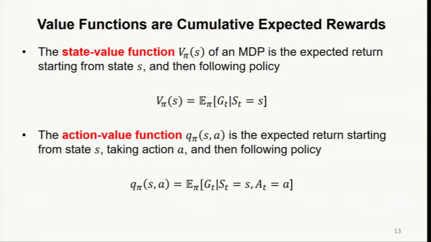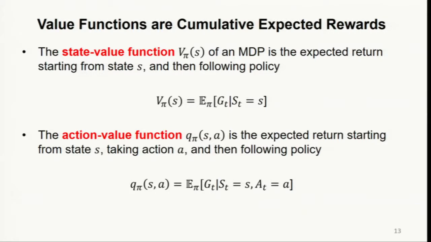Like if you give me a state, immediately I have a fixed reward or something. But you have a random policy, and you can get into different actions. Different actions can also give you different rewards. But you are interested in the expected, so that's why it's the expected return, the average return.